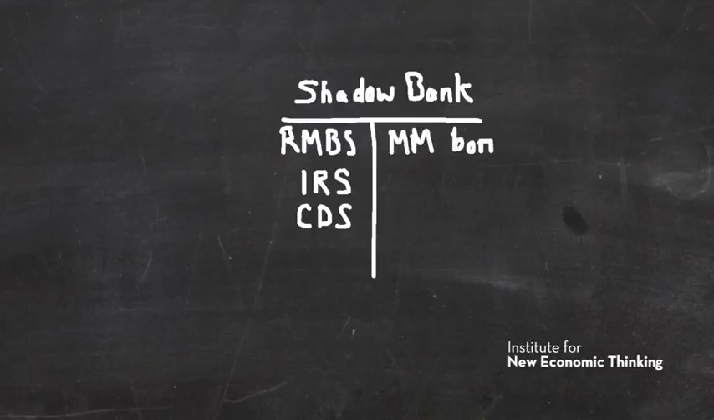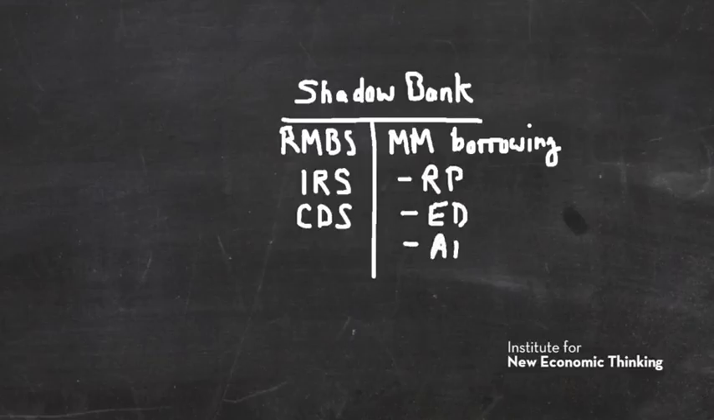They're not borrowing from you and me, okay? But they're borrowing from money market mutual funds, they're borrowing from big corporate investors, and the instruments they're using are things like repurchase agreements, RP, okay? Eurodollars, LIBOR, Eurodollar borrowing, asset-backed commercial paper, okay? We're going to understand what all these things are.